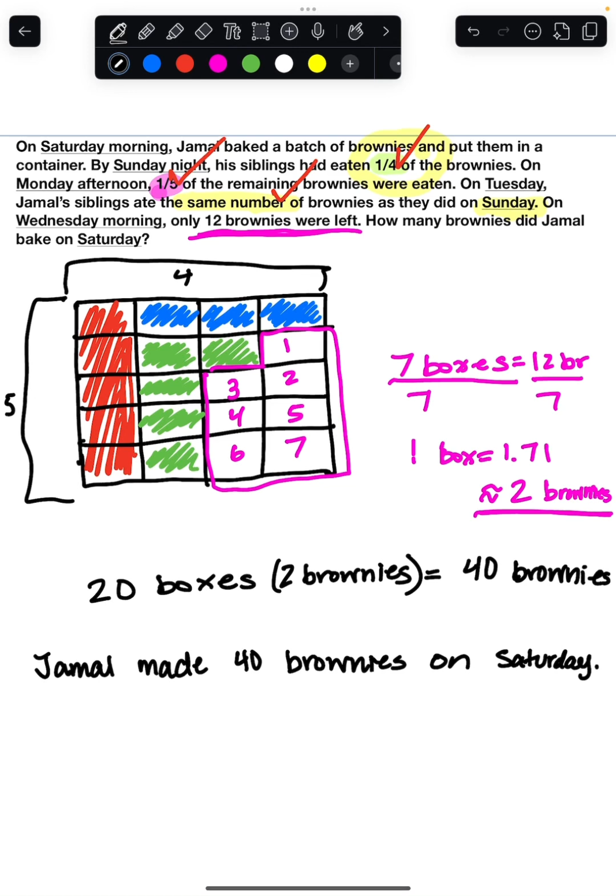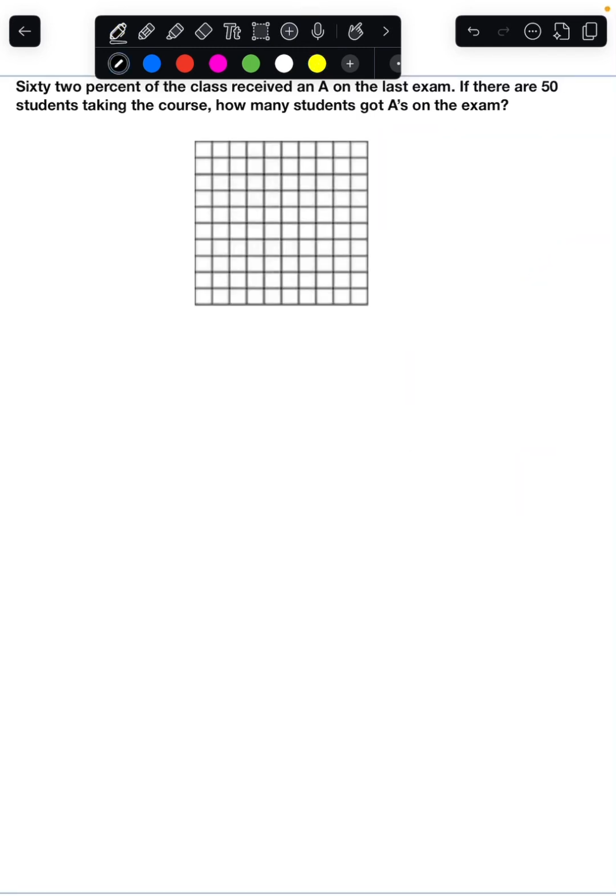And we are now done with Module 5 question. Yay! Moving on to our last question from Module 8. Our question is, 62% of the class received an A on the last exam. If there are 50 students taking the course, how many students got A's on the exam?